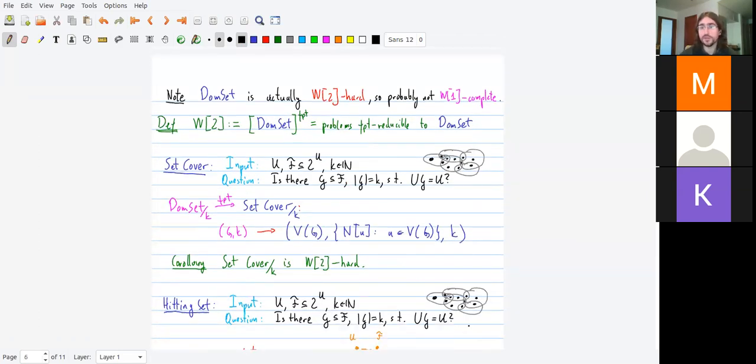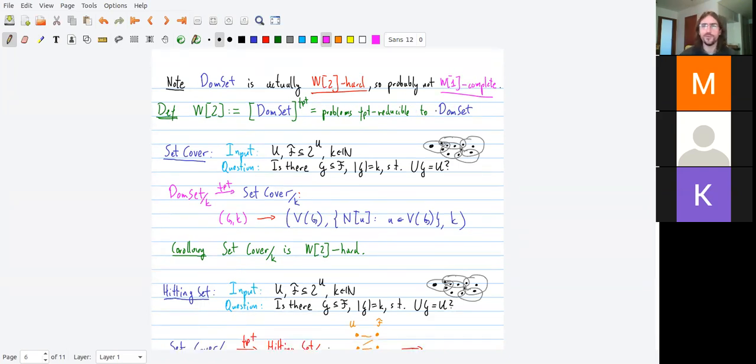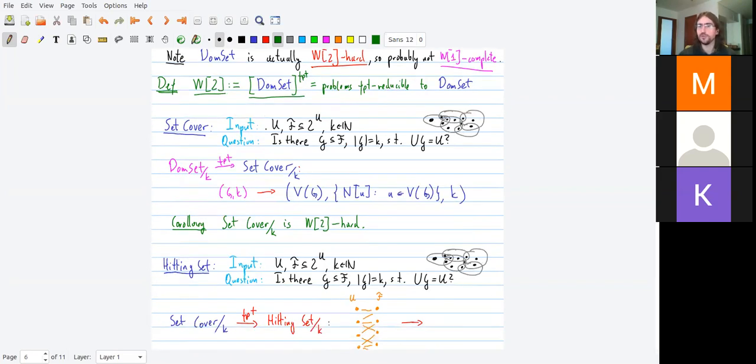Because we asked ourselves before about multicolored clique being in W1, it is reasonable to ask what about dominating set. Is there a reduction back from dominating set to clique? Is dominating set actually equivalently hard as clique? It turns out that no. The dominating set problem is actually hard for the W2 class, a class higher than W1. So probably it is not W1-complete unless W2 and W1 collapse. We will define W2 in a moment, but for now, for practical purposes, we can think of W2, similarly as for W1, as simply the closure of the dominating set problem under FPT reductions. So all problems FPT reducible to dominating set.